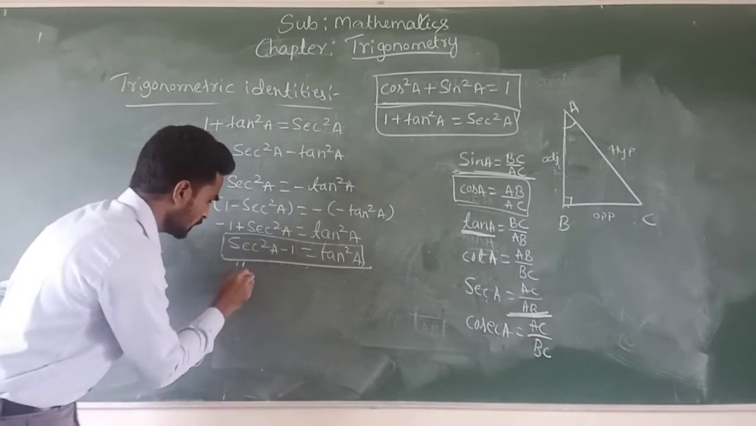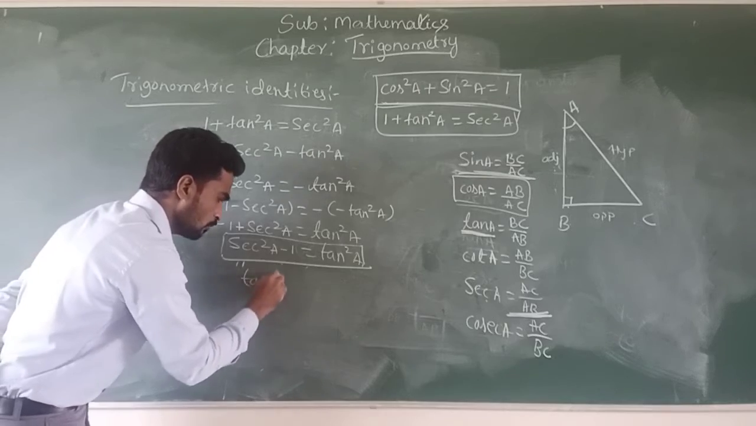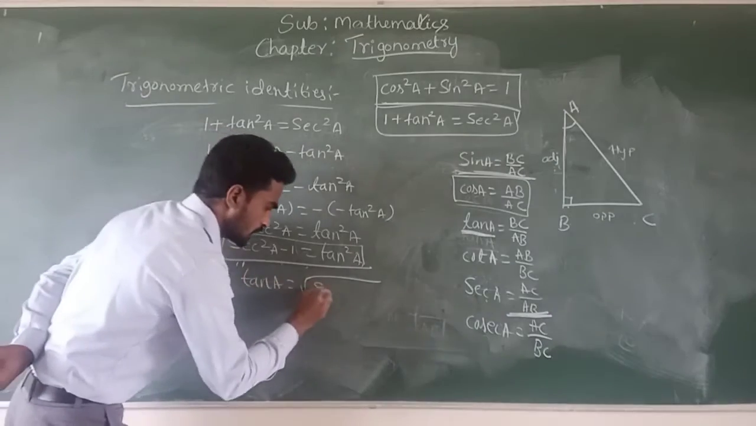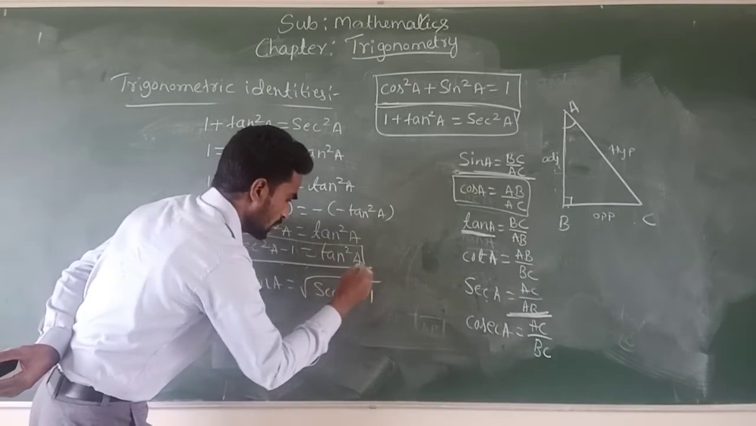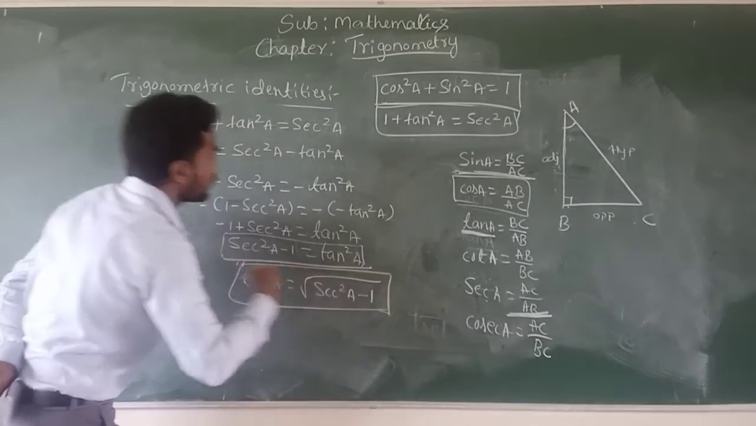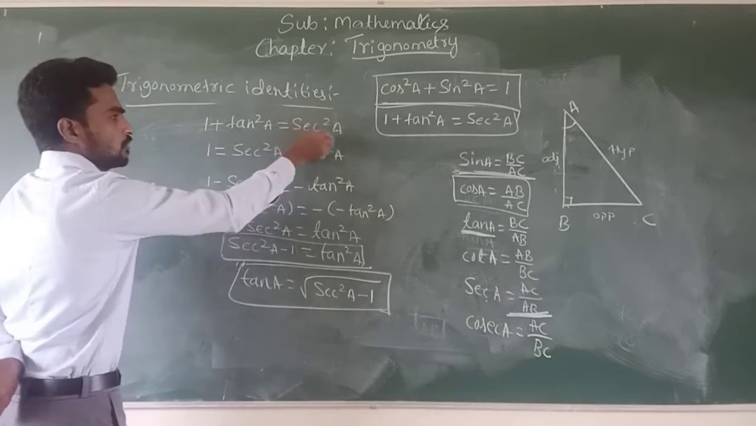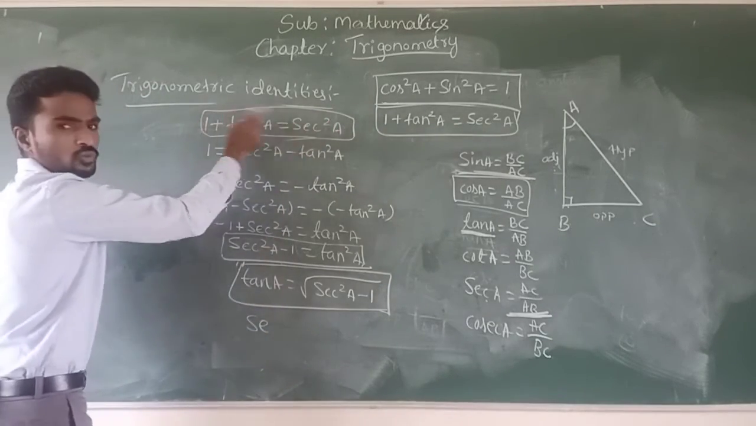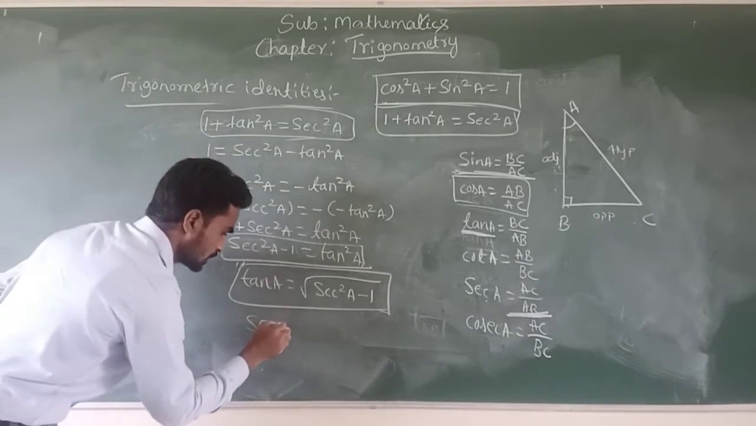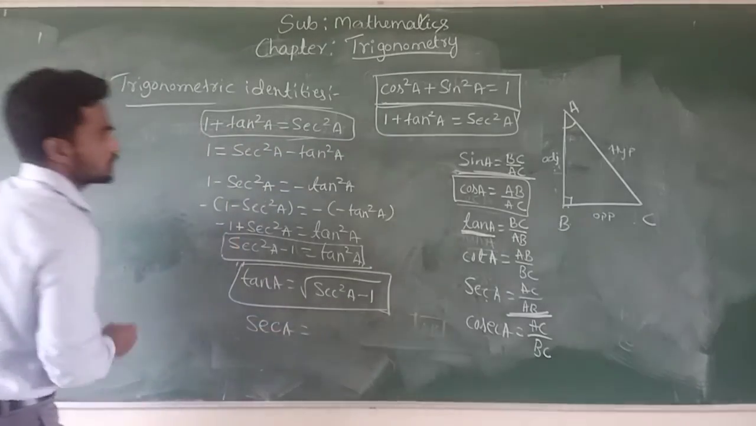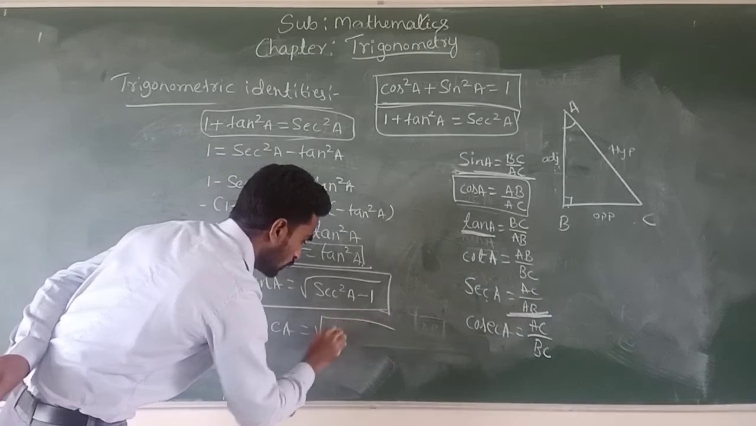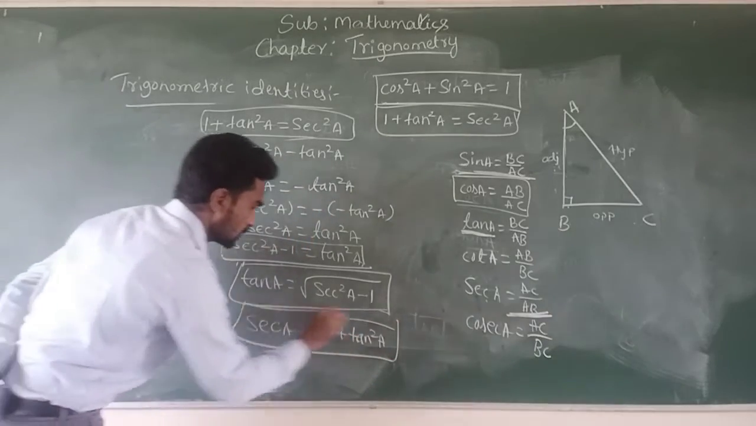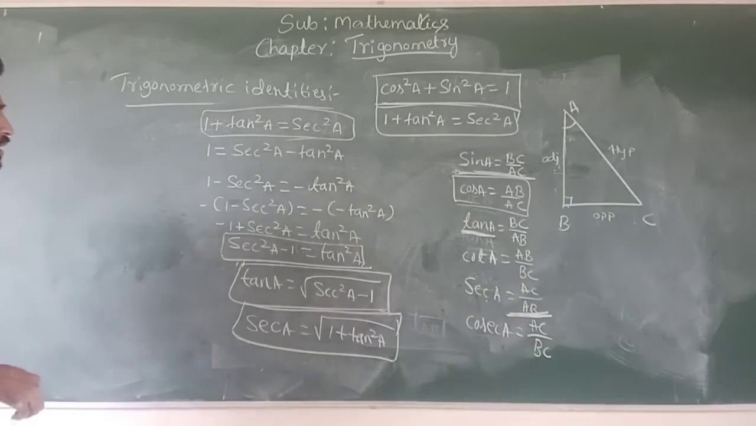Then for tan A, take the square root on both sides, then we get square root of sec square A minus 1. For sec A, by using this formula, take the square root on both sides, we get sec A is equal to square root of 1 plus tan square A. This is also one of the trigonometric identities.